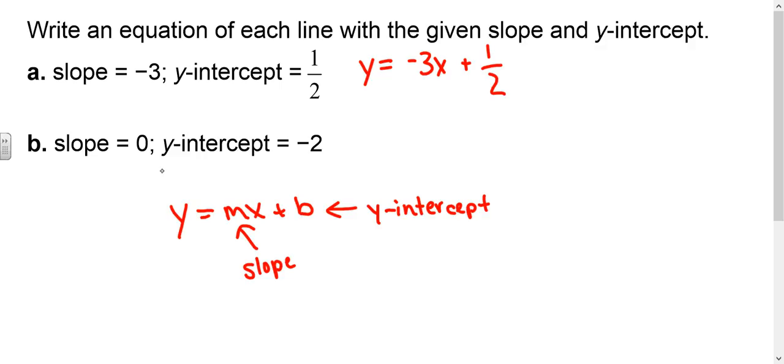Now this one, we have a slope of 0. If I were to plug that in, y equals 0x plus -2, then how many x's are in my equation? There are 0. So if there are 0 x's, then you don't need this part at all. You could just write y equals -2, and that would be the same thing. If you're given the slope and the y-intercept, then you can just plug those numbers right into the formula.